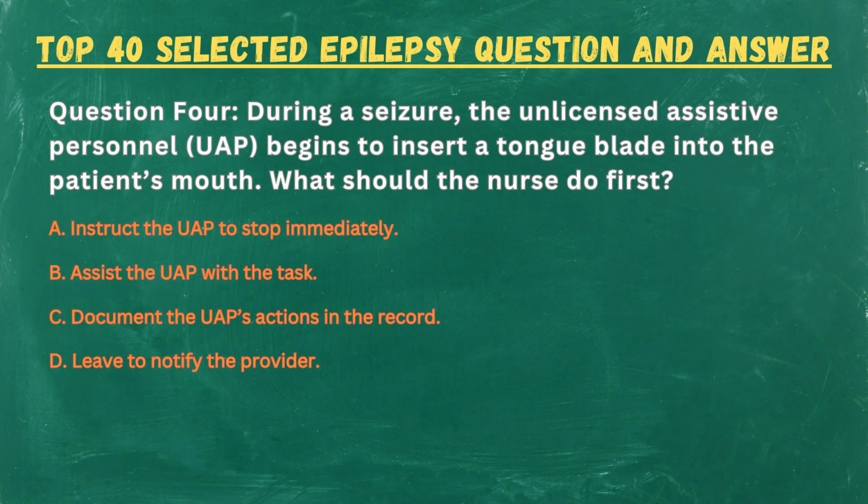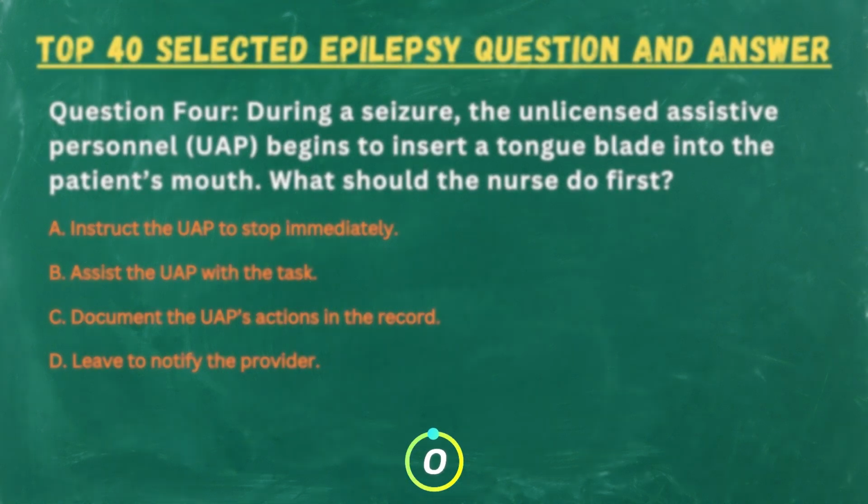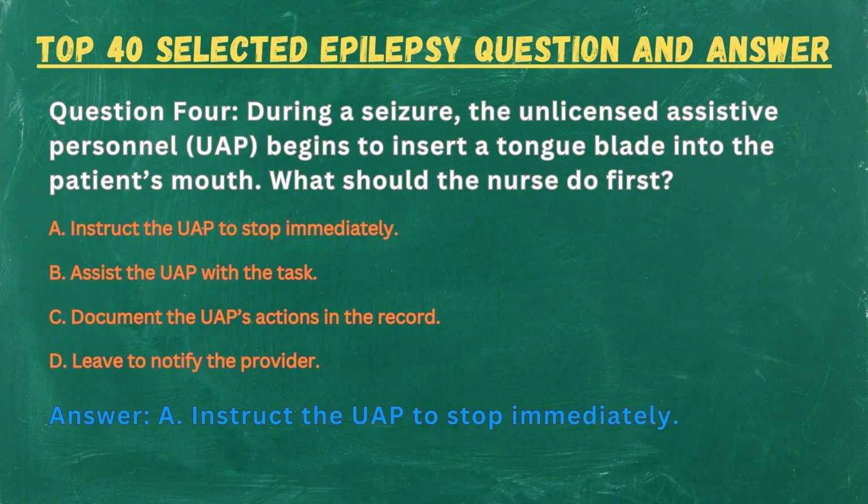Answer. B. Phenytoin level 25 micrograms per milliliter. Question 4. During a seizure, the unlicensed assistive personnel (UAP) begins to insert a tongue blade into the patient's mouth. What should the nurse do first? A. Instruct the UAP to stop immediately. B. Assist the UAP with the task. C. Document the UAP's actions in the record. D. Leave to notify the provider.